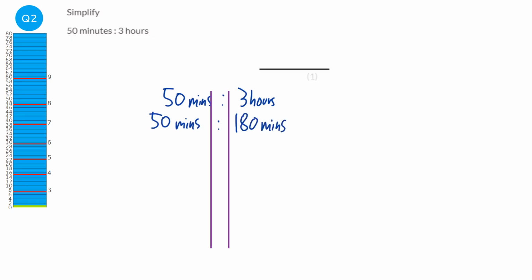And I'm going to just remove the minutes now. And I can first of all divide by 10, and we want to try and make it nice and simple for ourselves. So divide by 10 would be 5 to 18. And we look at it, 5 and 18, actually there's nothing further we can do with that. So the ratio would be 5 to 18.